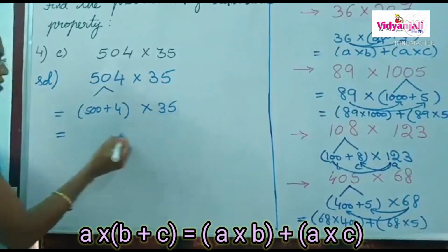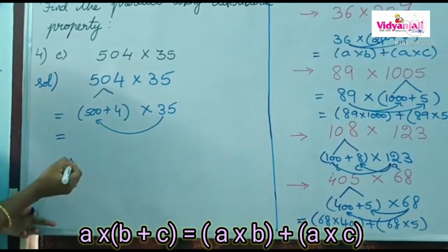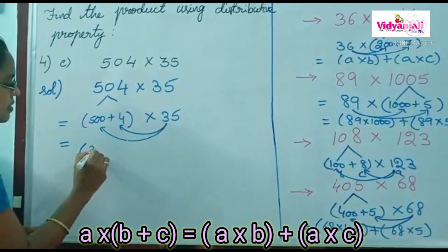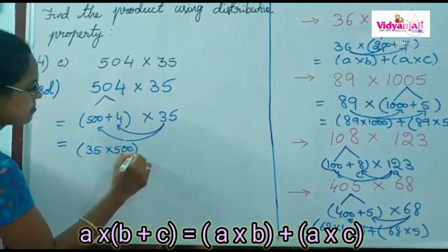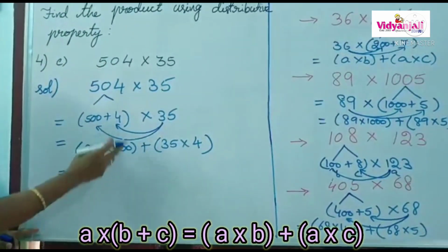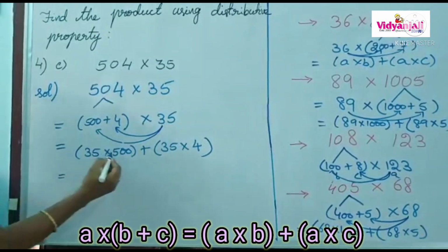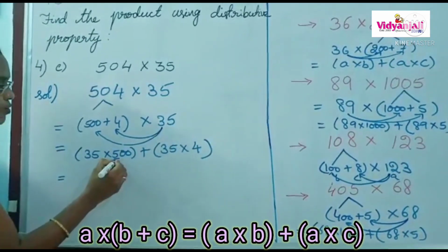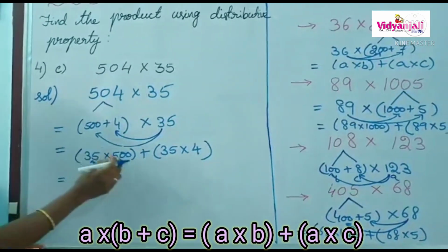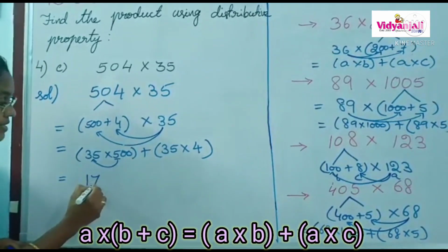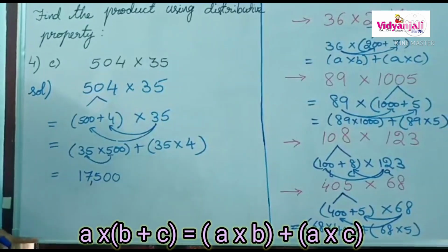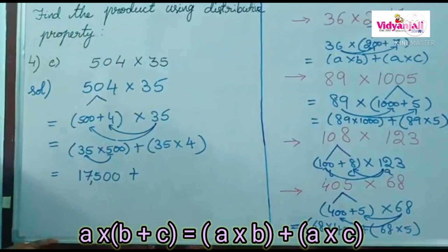Then we know very well 35 into 500 plus 35 into 4. Okay. Now find them. 35 into 500. In 500 we have 2 zeros, right? Leave the 2 zeros and multiply only the numerical part. 5 into 35. What is 5 into 35? 175. And here we have 2 zeros, right? Bring them here. Okay. Now 35 into 4.